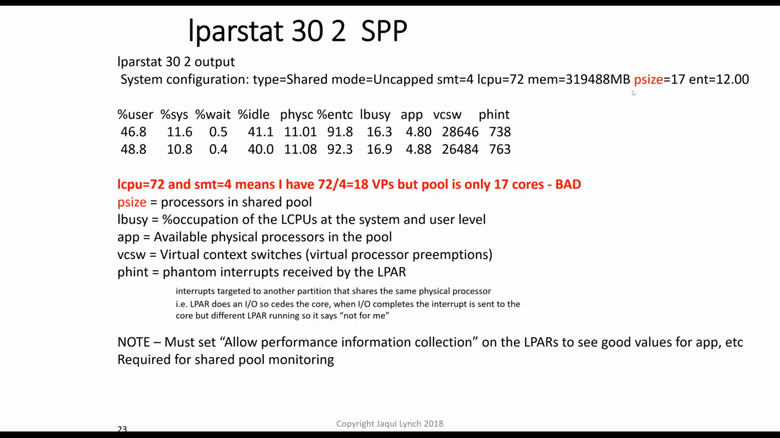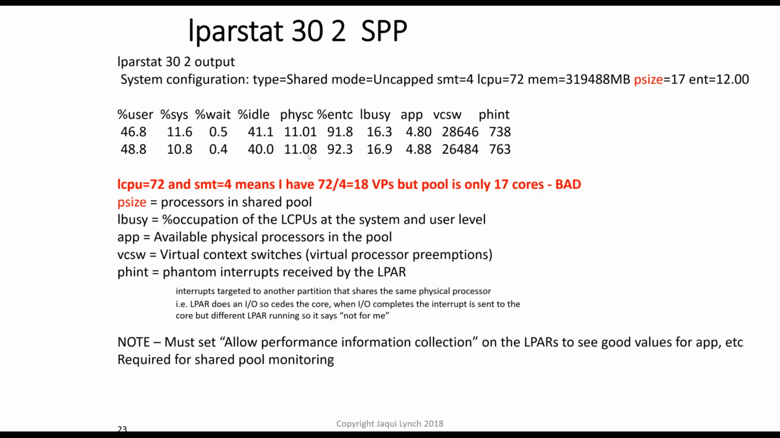All right, so here's an example of what I was talking about with the pool size. If I run an lparstat on my shared processor pool LPAR, some of the things that I'm seeing here are, I've got 72 logical CPUs and I'm an SMT4. So that tells me that I have 18 cores in my LPAR, technically 18 virtual processors, but my pool size is only 17. So what that means is that at all times, I'm going to have one virtual processor that can't be dispatched, and everybody else is going to be waiting for that.